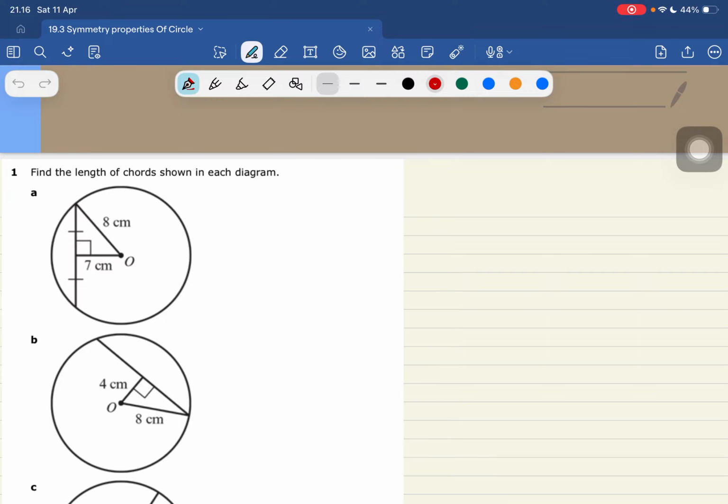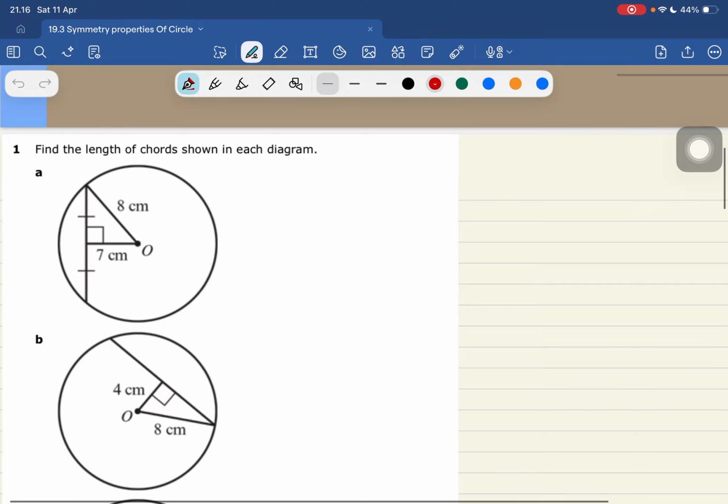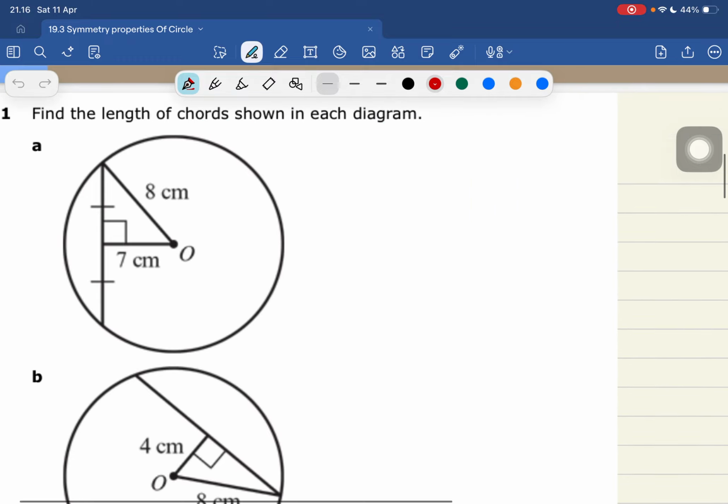Hi, in this video, I'm going to solve practice questions for symmetry properties of circles. So number one, we need to find the length of the chord shown in each diagram. Okay, this is a right triangle with the hypotenuse 8 and a side of 7, and we don't know yet the x.